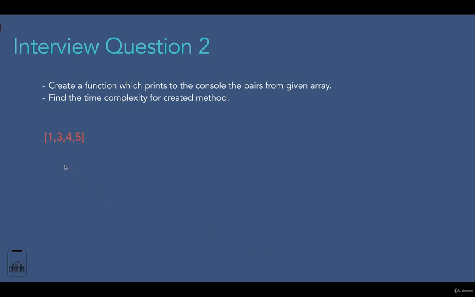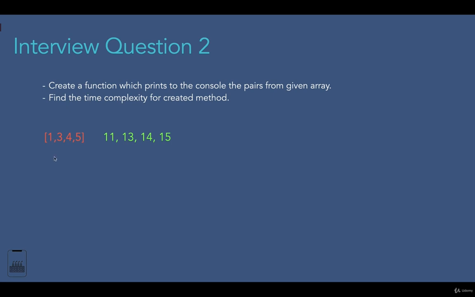Now let's say we have an array like this. So in this array we have 4 elements. So to print out the pairs from this array, first we are taking the first element and printing it out with the second element, then printing it out with the third element, then printing it out with the fourth element. So as you see, we are printing first with itself, then with the second element, then with the third element, then with the fourth element.